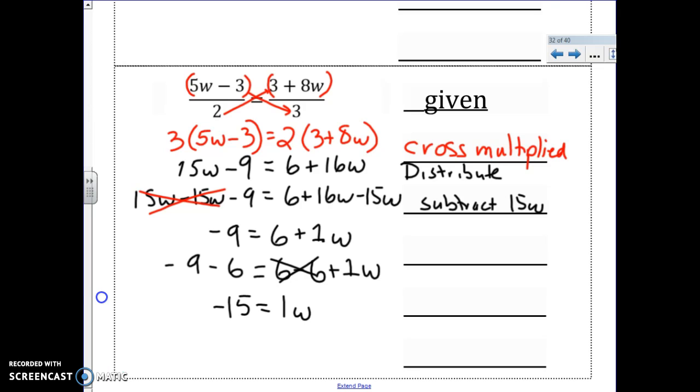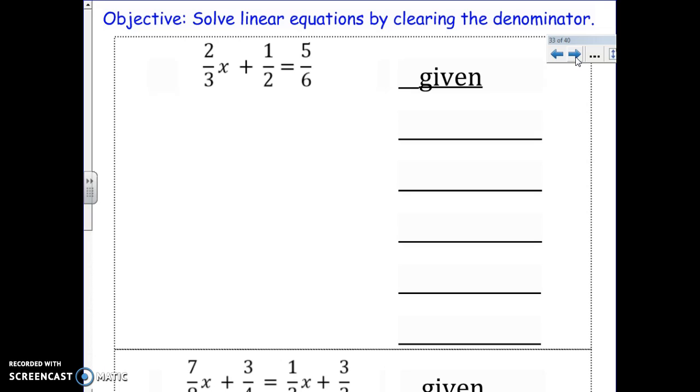And then you really should go back and check it. But again, the extra added skill here is that we're going to cross multiply so that I can simplify both sides and get my w all by itself. All right, stay with me because all these fractions are going to get more fun. I just have 2 more examples.